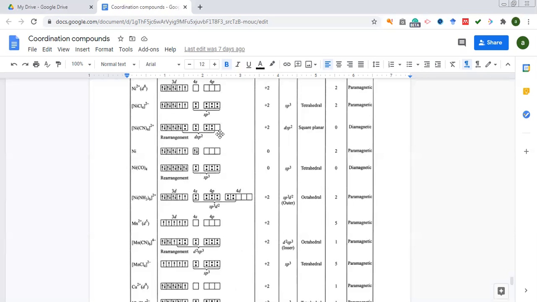Next, this is inner hybridization. And what is the hybridization? dsp2. And what is the shape of dsp2? Square planar. And next, one more important thing is what?